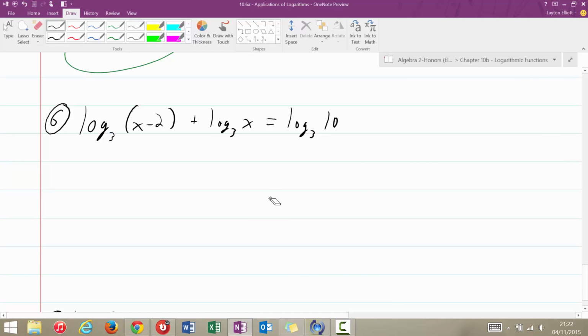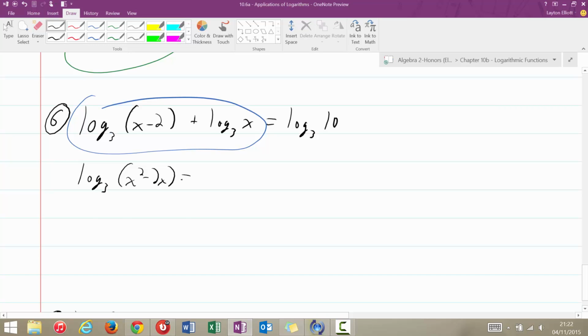The top one, I can't just drop the logs. First of all, dropping the logs is pooping, and we don't want to poop on this. But what I do want to do is use my log rules to combine those into one single log expression. Log base 3 of x squared minus 2x equals the log base 3 of 10. Now we can drop the logs using the logarithmic property of equality, which states that if I have logs of the same base on both sides and nothing else going on, now I can actually just say x squared minus 2x equals 10.